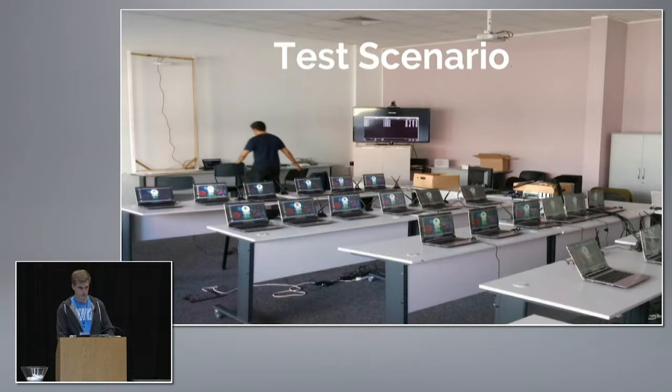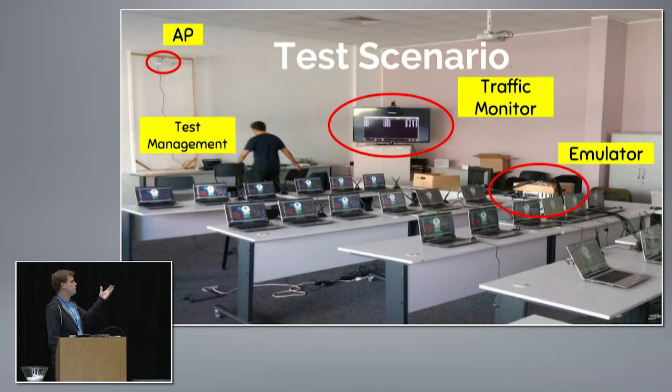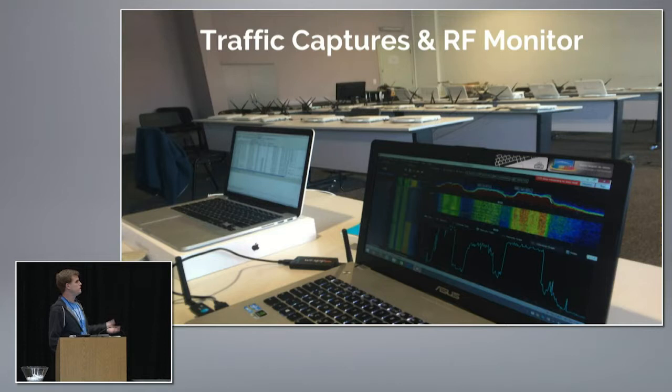Here is a picture of the validation test that took place in the Plan Ceibal premises in Uruguay. As you can see, there are no flexible adjustable elbows and plastic pipes because it was done in a previous stage. But if you look closely, you could see two antennas next to each computer. Here is the emulator, the traffic monitor, the access point, and the test management. We also took some measures of the traffic captures and RF monitor.